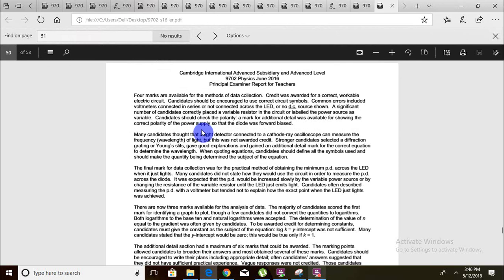Many candidates thought that a light detector connected to a cathode ray oscilloscope can measure the frequency of light, but this was not awarded credit. Stronger candidates selected a diffraction grating or Young slits, gave good explanations, and gained an additional detail mark for the correct equation to determine the wavelength. When quoting equations, you should define all the symbols used and make the quantity being determined the subject.